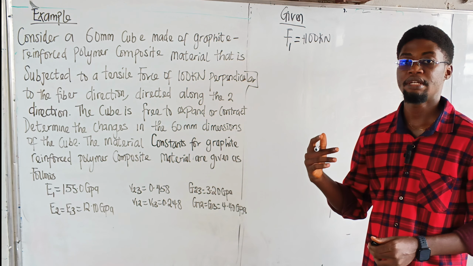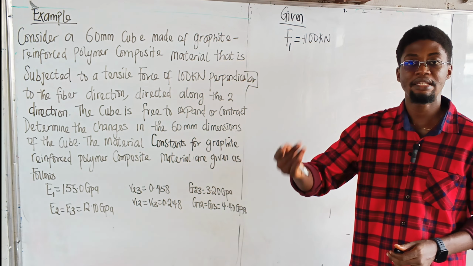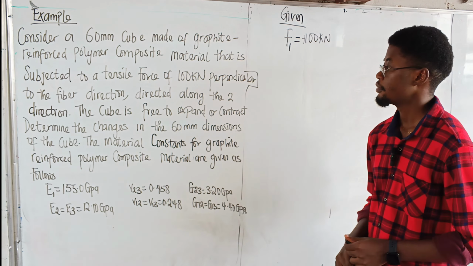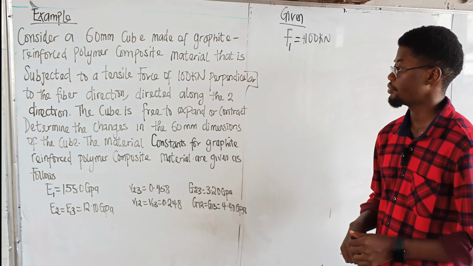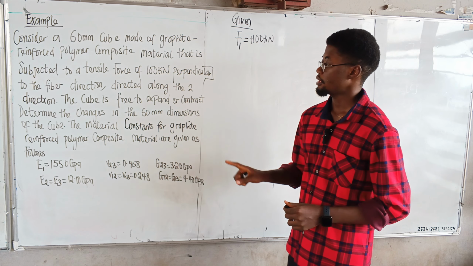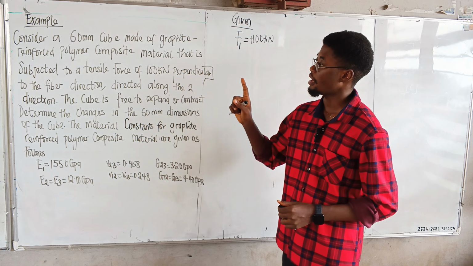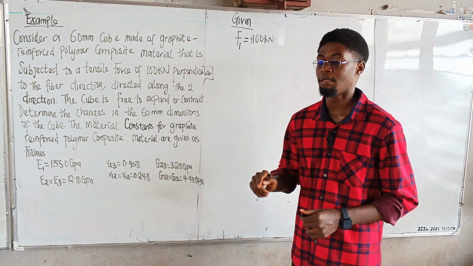If it's applied in direction 2, I'll put 2 here. If it's applied in the thickness direction, I'll put 3 here. Just like that, depending on the question. Okay, so let's continue. It said the cube is free to expand or contract. Determine the changes in the 60 mm dimensions of the cube. So I omitted the length because they told us that the length of the cube is 60 mm.